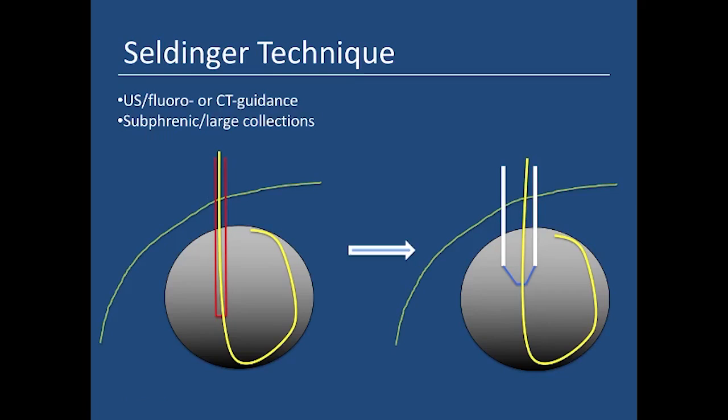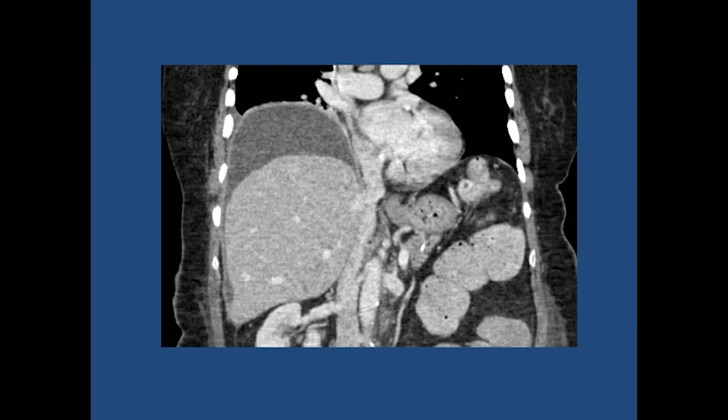And then, of course, most operators are familiar with Seldinger Technique, which can be performed with ultrasound or a combination of ultrasound and fluoroscopic guidance as well as CT guidance. This is particularly useful for subphrenic collections and large collections in which one is considering placement of a biliary type drainage catheter, in which those types of catheters can only be placed using Seldinger Technique, as they do not come packaged with a sharp stylet for trocar placement.